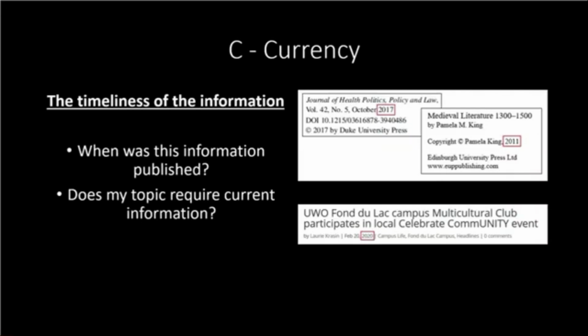The first thing we're going to look at in our source is what the C stands for, currency. When was this information published? Does my topic require current information? If I'm writing my paper on anything to do with science, technology, medicine, or related fields, generally I want the most current information available. If I'm writing my paper on history, literature, or art, perhaps older information, often called primary sources, is what's most relevant.